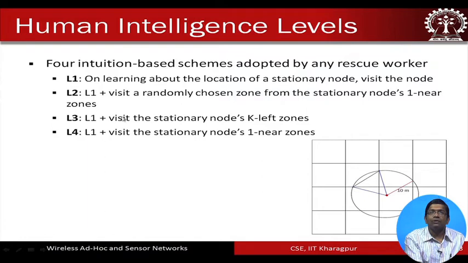These are the 4 different human intelligence based schemes that can be adopted by a rescue worker to go around in search of different victims. Like this, one can come up with other schemes as well. It is not that these are the only 4 schemes. We considered only 4 schemes, but this could be extended to other schemes as well. This is what we are going to use in our study, to see how these schemes compare with one another.